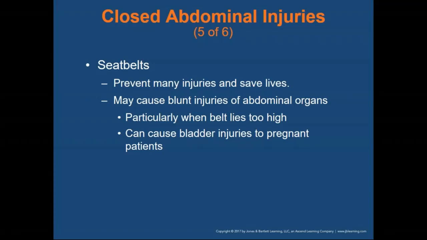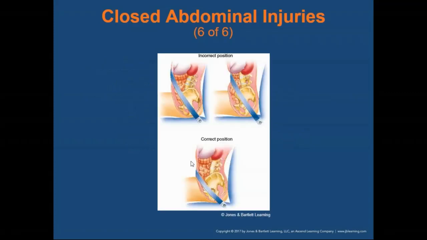Bladder injuries: pregnant patients with the seat belt worn too high and not pulled down onto the pelvis. In a deceleration type injury, that seat belt, if it's too high, can actually rupture the bladder in a pregnant patient. There are pictures of incorrect positioning and pictures of the correct position. Strangely enough, since this PowerPoint came from the publisher of your book, these pictures are in your book.